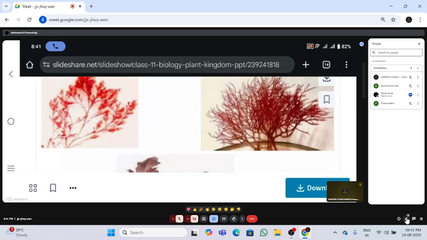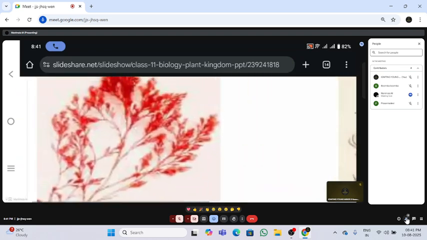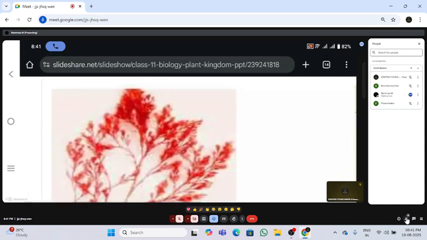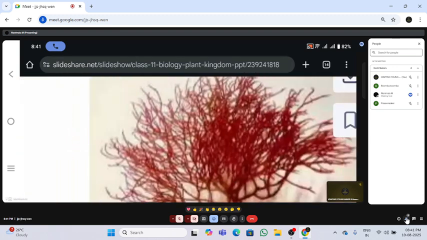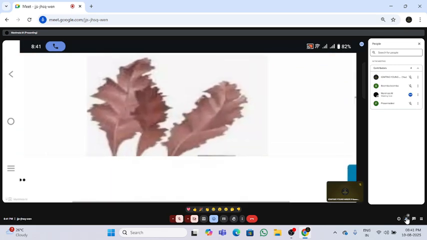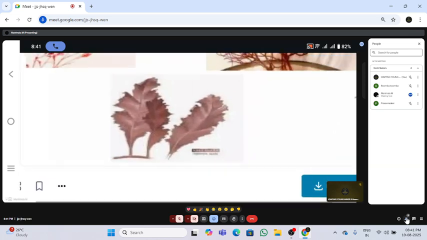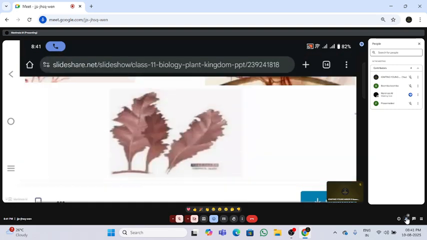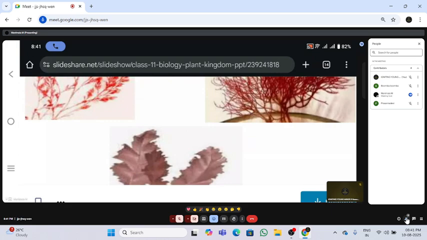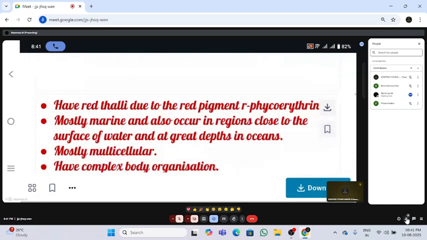For example, this is Gelidium. Make a note, this organism is Gelidium. Economically this group is very important for ice cream preparation and so on. This is called Gelidium and this is called Gracilaria. And this is called Porphyra. So these are some examples of algae: Porphyra, Gelidium, Gracilaria. These are some of the important characters.